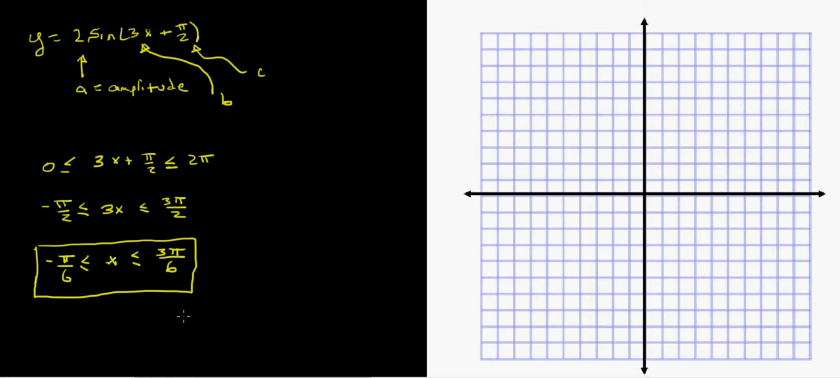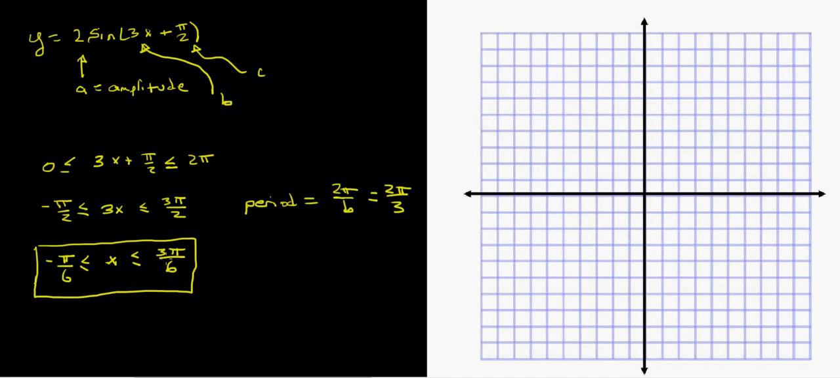As a double check, we're going to get this same information using the formulas. Right from our formula sheet, the formula for period is 2 pi over b. And since in this case b is 3, we would get 2 pi over 3 for our period. And that is exactly the length of this interval.